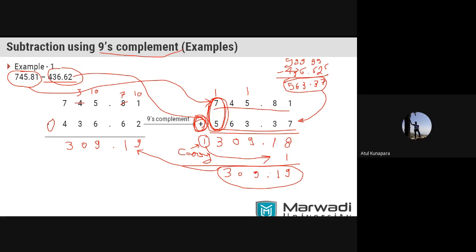Are you all getting this? How we are performing the subtraction using 9's complement? Hello? Am I making this clear to all? Yes, sir. Yes, sir.